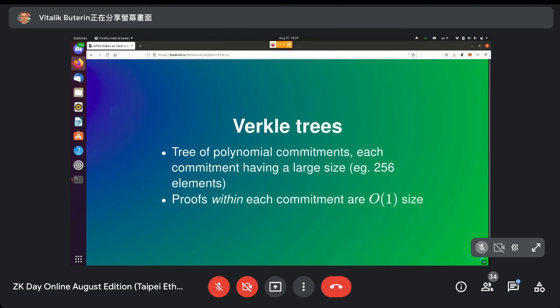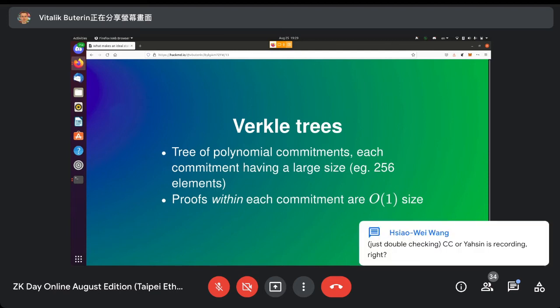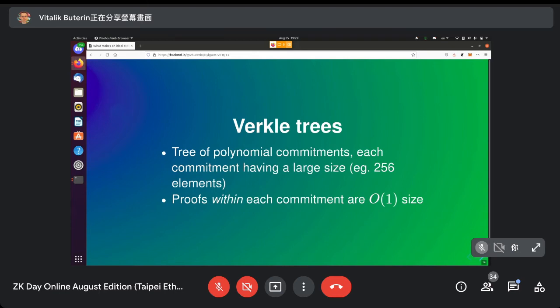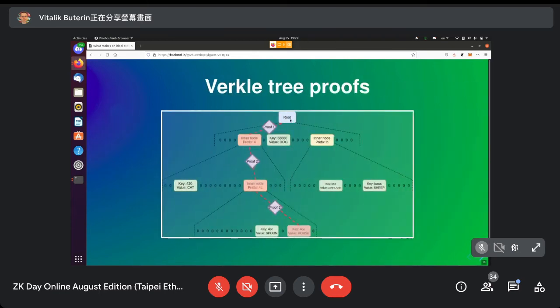So this is where we come to Verkle trees, right? A Verkle tree is not a single polynomial commitment. It's a tree of polynomial commitments, where every polynomial commitment has a large size. For example, every polynomial commitment would have a size of, in our design, 256 elements. And then proofs within each commitment are O of one size, right? So each commitment works the same way polynomial commitments normally do, except instead of the data being in a single commitment, the data is in a tree of commitments, right?